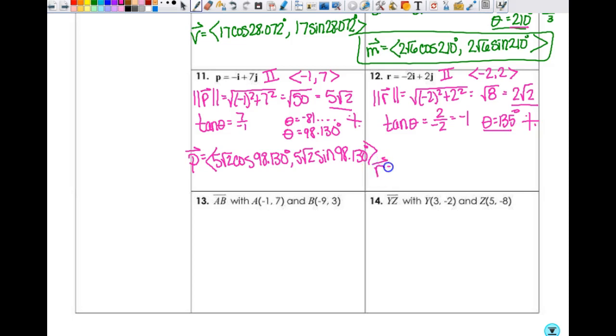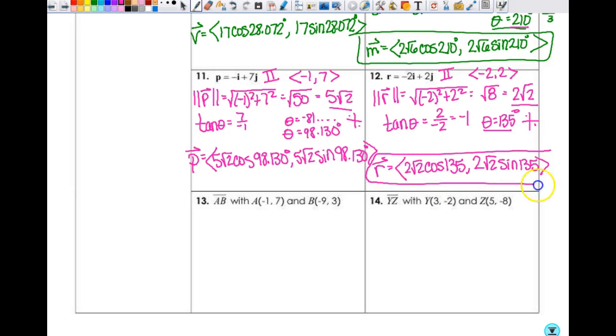So my vector is 2 square root of 2 times the cosine of 135, and 2 square root of 2 times the sine of 135. And there you go. All right, number 13.